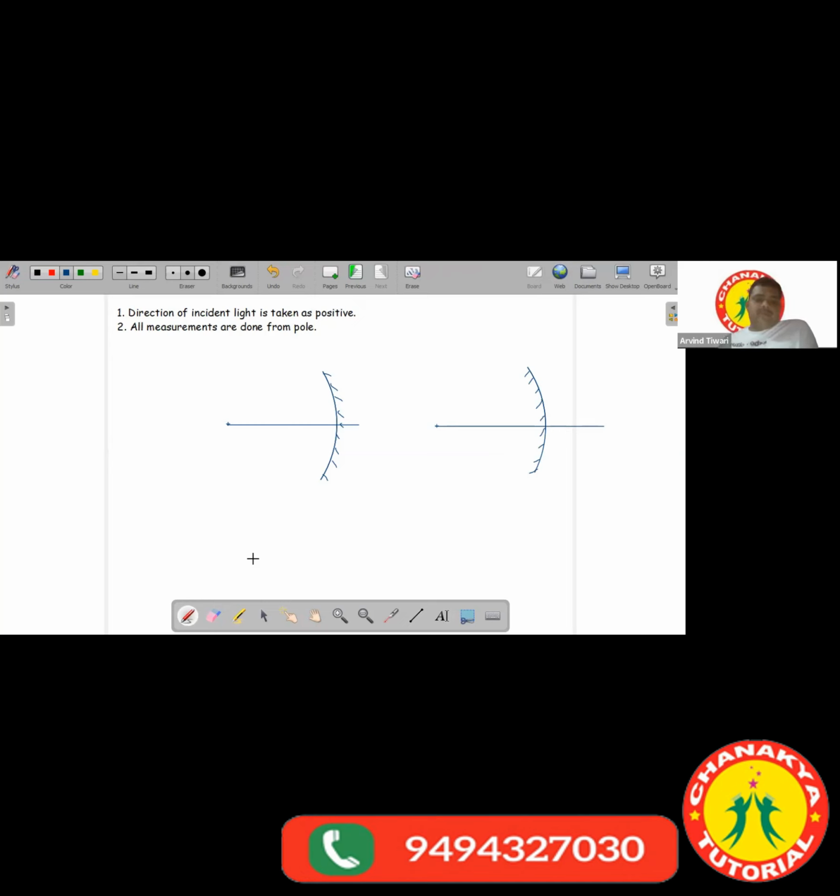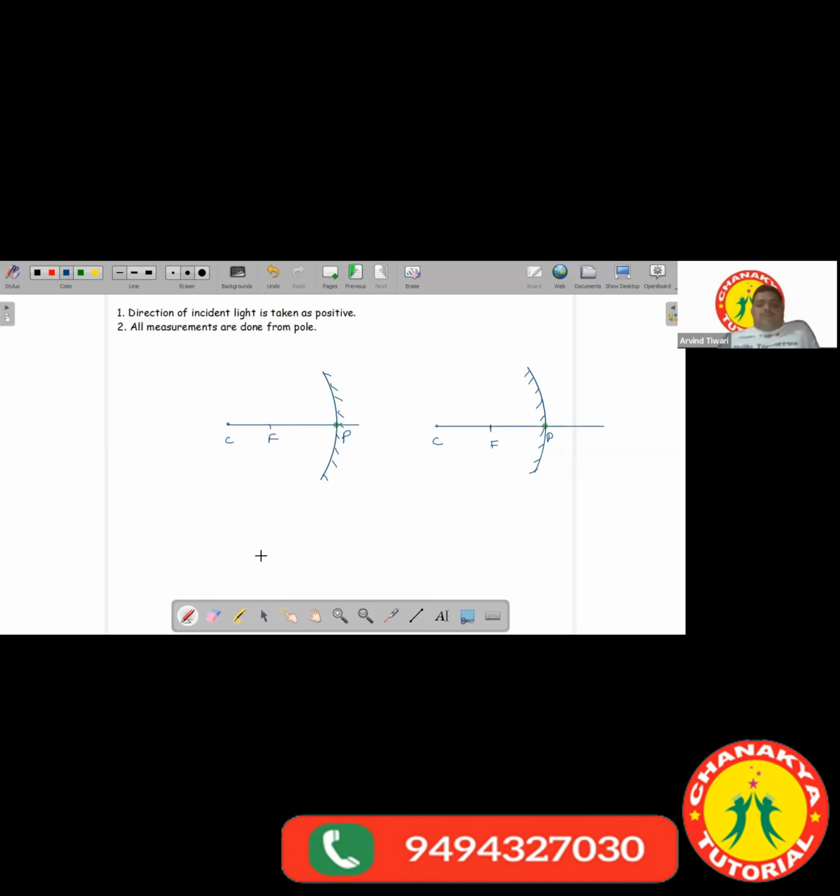So these are the points. This is your pole. This is also a pole. You have the center of curvature, you have the focus, and focus here also. Now, let us draw the incident light first to observe which direction we will be taking as the positive direction and which direction we will be taking as the negative direction.